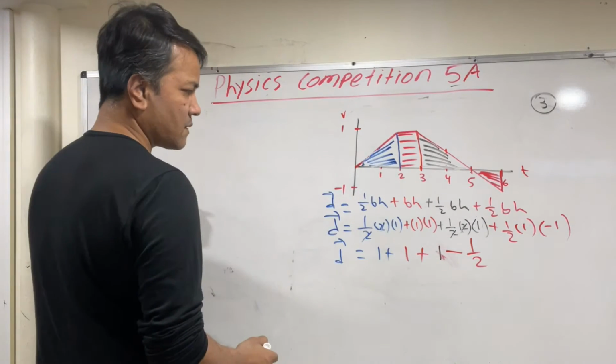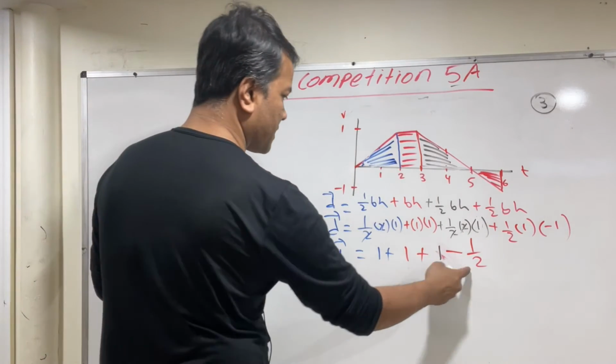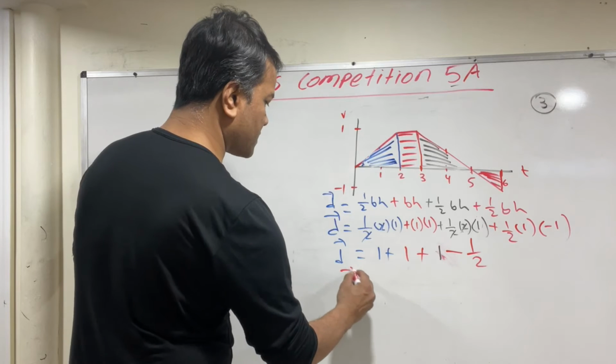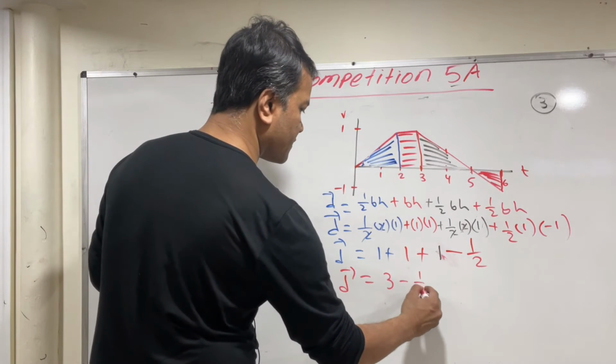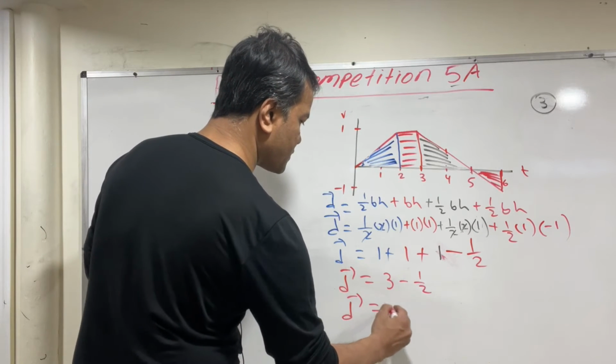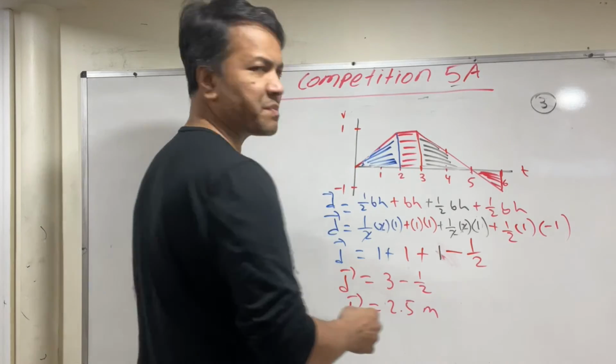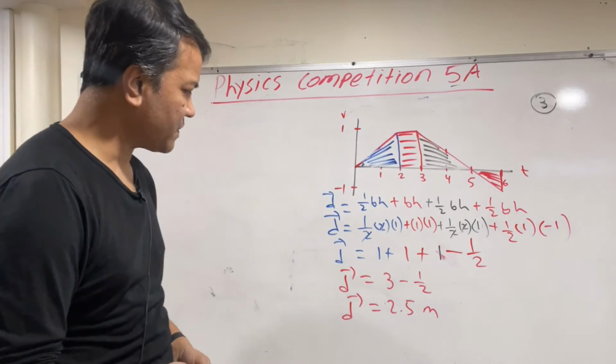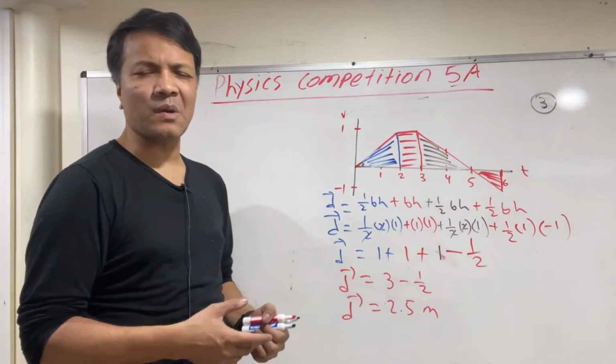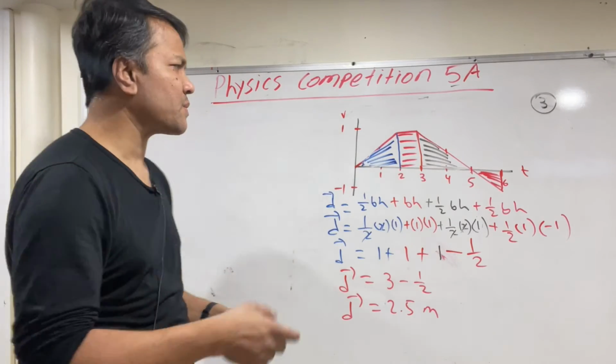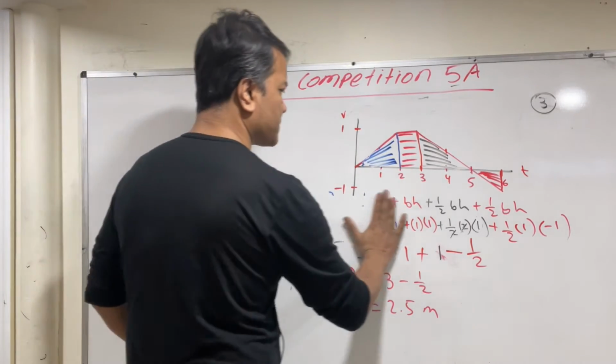Okay, so what's going on over here? 3 minus half. So D is 3 minus half. So displacement is 2.5, of course, meter. Right. So this is our displacement, problem number 3. Now problem number 4 also has something to do with this.